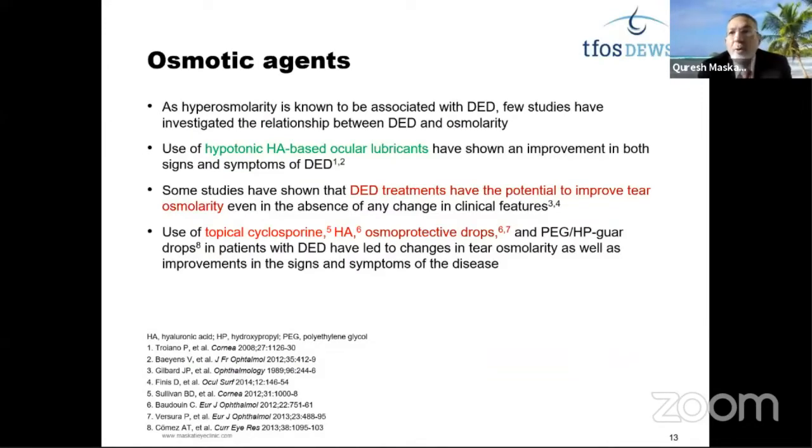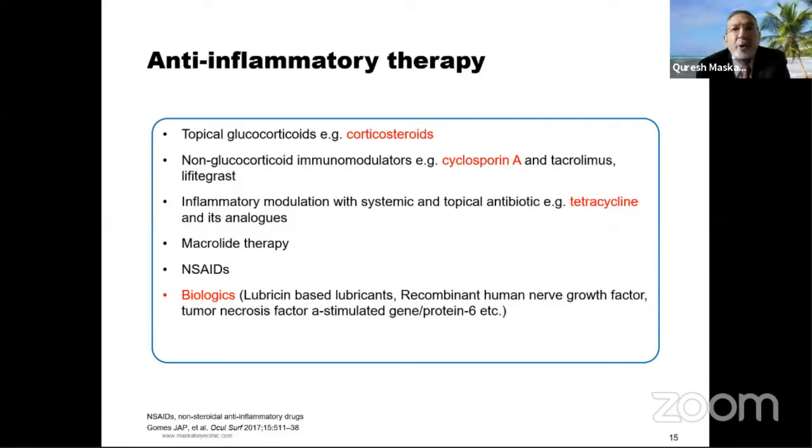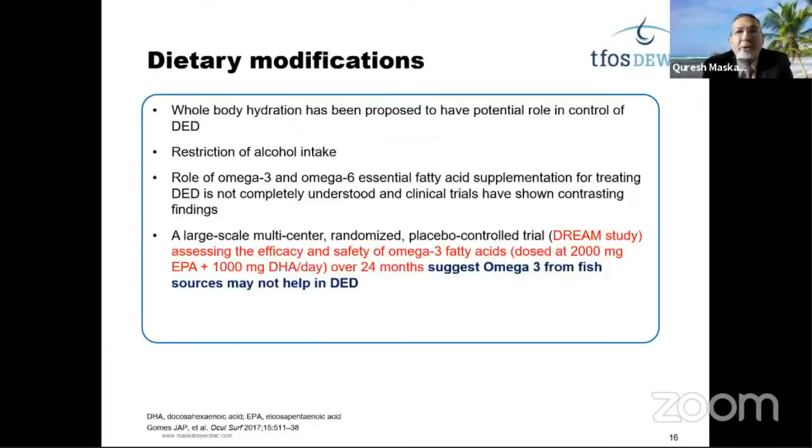So osmotic, we won't go into all the various ones, but hypotonic tears were used and came in a big way, but they're really not very useful and have gone out of the window now. And of course, topical cyclosporine is what Ashok has spoken of. Anti-inflammatory can be either steroids or cyclosporine. To some extent, tetracyclines, especially when there's a lot of meibomitis involved. And there are some other newer products, biologics, which are showing a lot of promise.